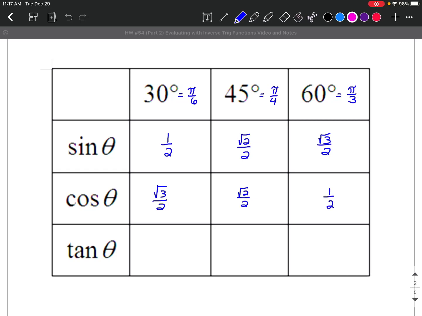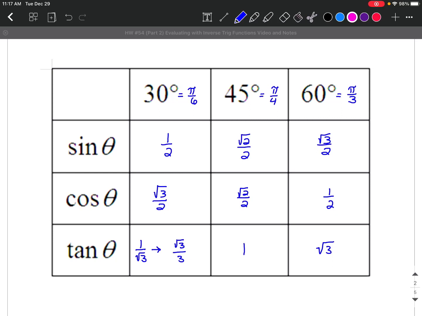The tangent, again, is still sine theta over cosine theta. 1/2 divided by radical 3 over 2 is 1 over radical 3, but most of you learned it in its rationalized form, radical 3 over 3. And tangent of 45 degrees, radical 2 over 2 divided by radical 2 over 2 is 1. And then finally, the tangent of 60 degrees is radical 3 over 2 divided by 1/2, which will just give you the square root of 3.